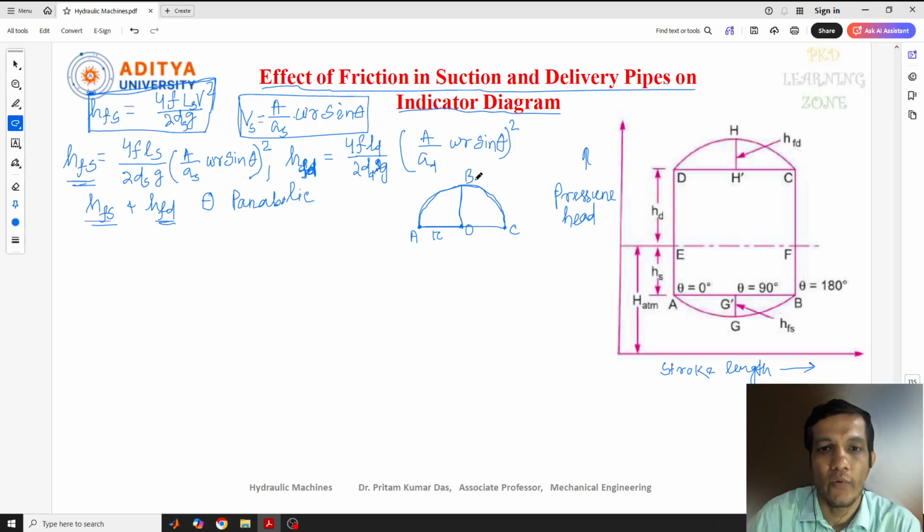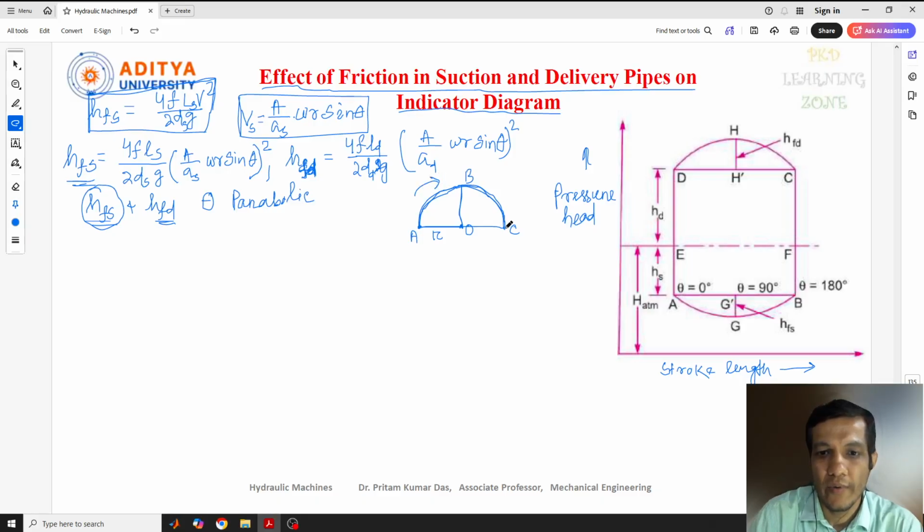This forward direction is nothing but the suction stroke being done. In the suction stroke, HFS is the loss of head due to friction in the suction pipe. So due to the suction stroke, the suction pipe will be involved. This is the half revolution completed.